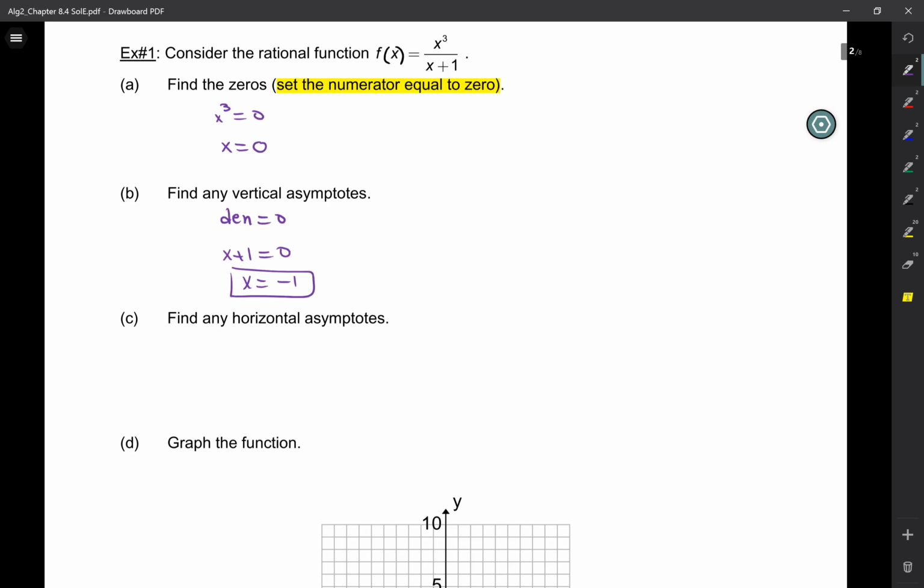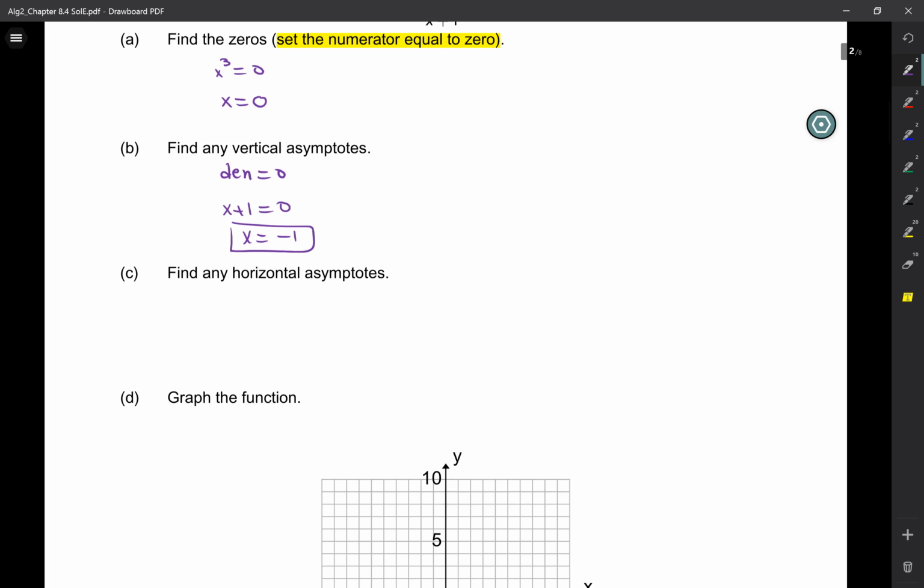Vertical. Okay? What if there's no variable, then how do you set it equal to 0? Then there is no asymptote. Okay, thank you for raising your hand, but then there is no asymptote. Okay?